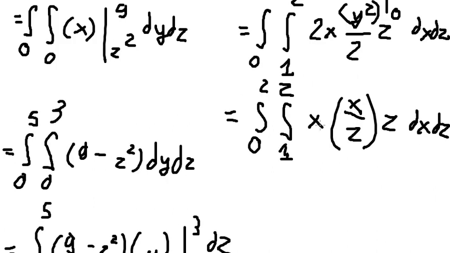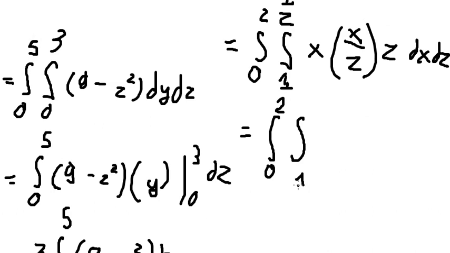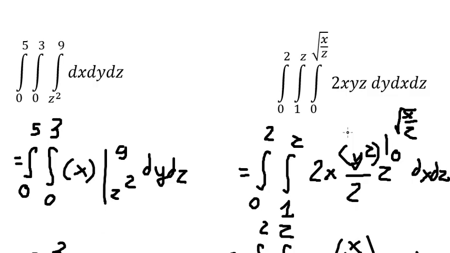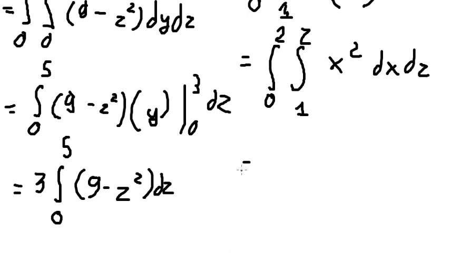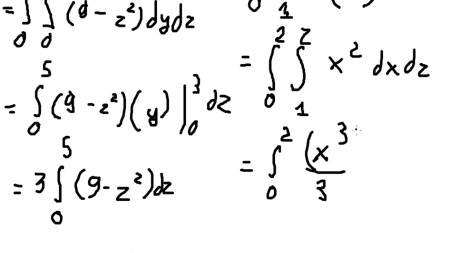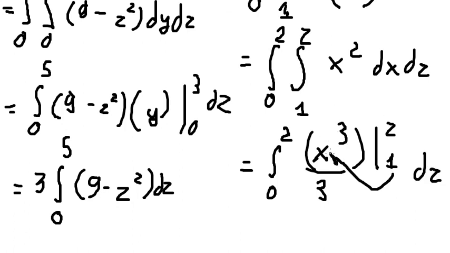We see that we get x square. Z and z, they cancel. The integration of x square, we have x to the power of 3 over 3. And I will put the bounds from 1 to z. So I will put z here, number 1 here.